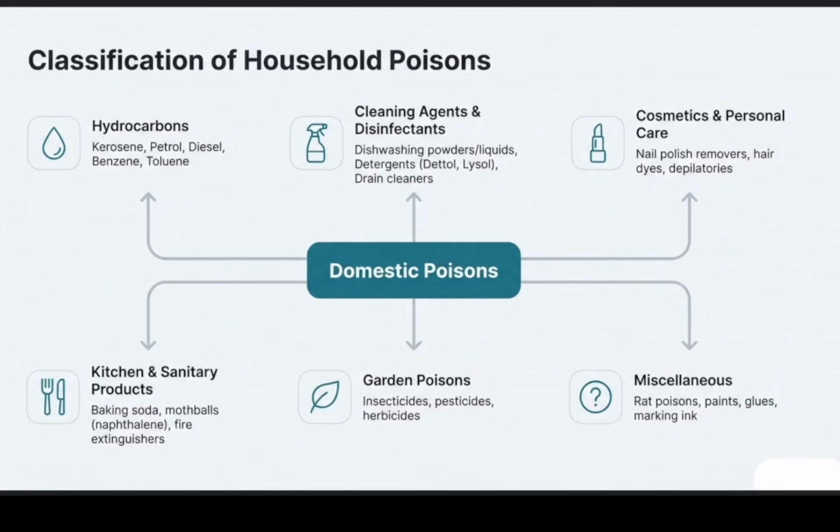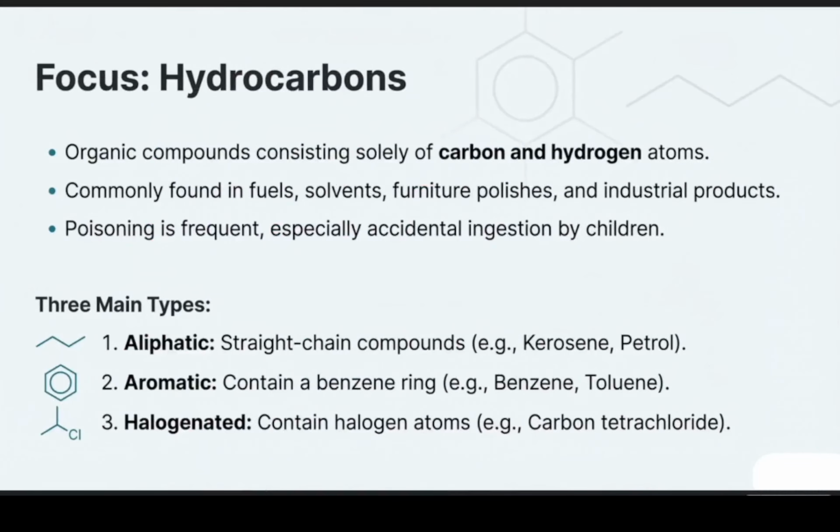Let us talk about the first one, that is hydrocarbon. It is an organic compound which is going to have carbon and hydrogen atoms. Correct? And it is most commonly found in fuels, solvents. It is seen in furniture polishes and industrial products. And poisoning is frequent actually, especially accidental ingestion by children.